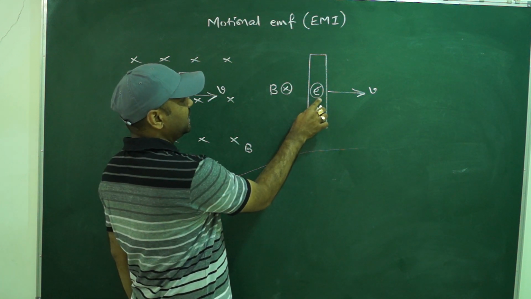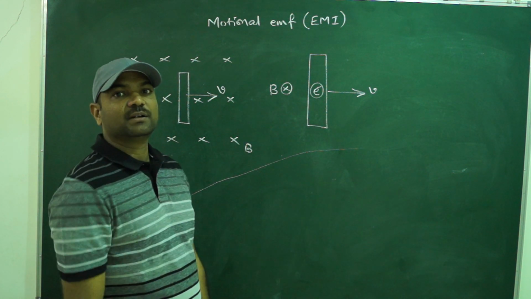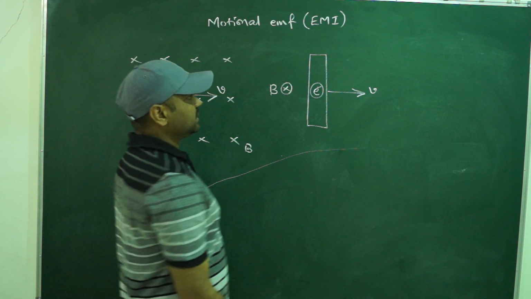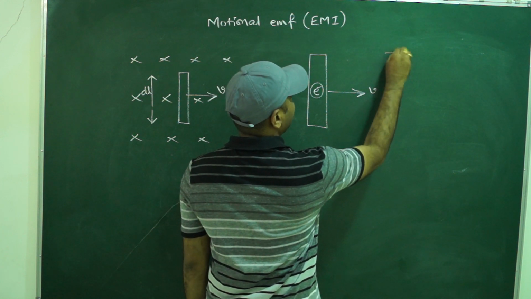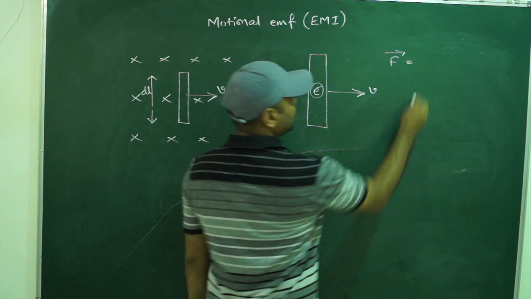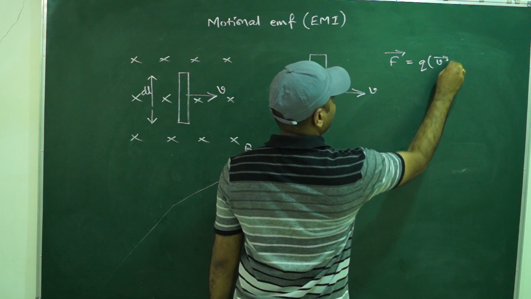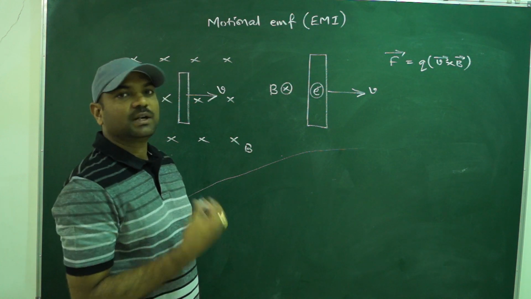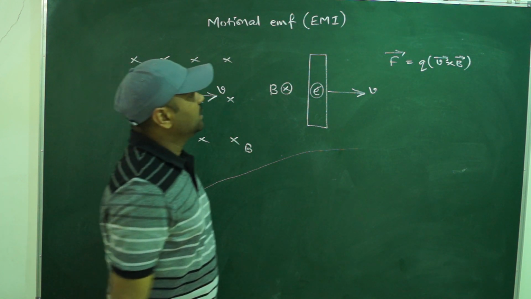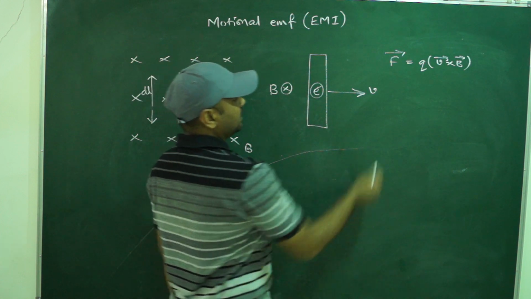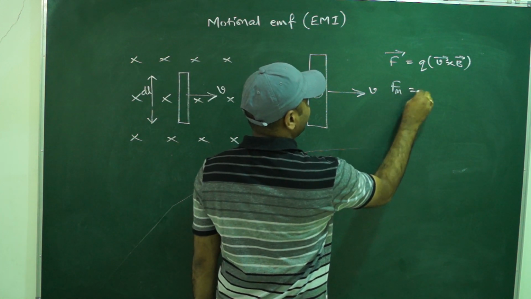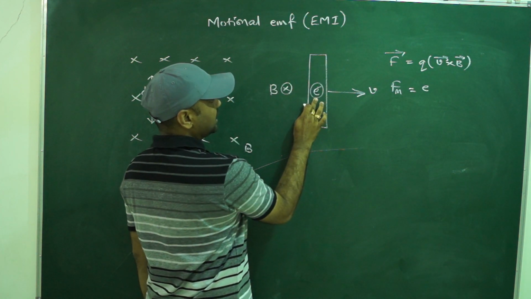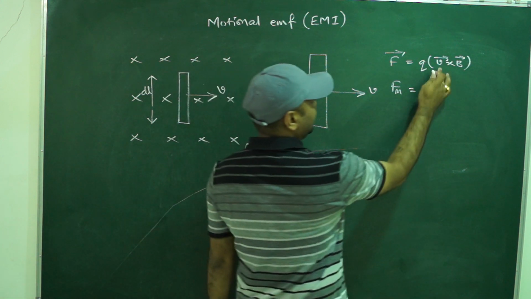Any charged particle moving inside a magnetic field experiences a force because of the magnetic field. That force can be written as F equals q, v bar cross B bar, which gives both the direction and magnitude. Now I apply it to the electron. The force due to the magnetic field, Fm, has charge magnitude e, times v bar cross B bar.